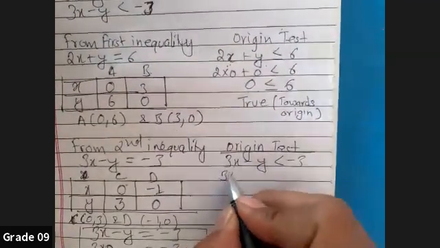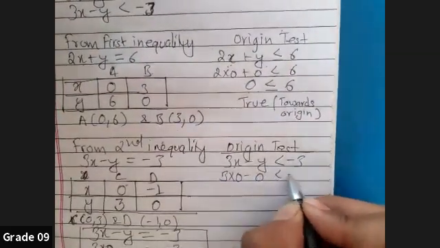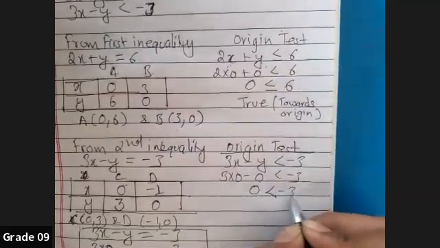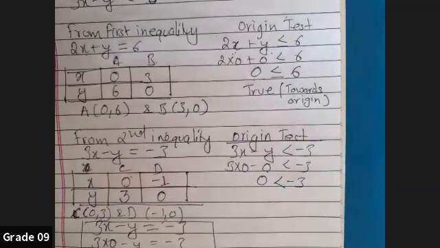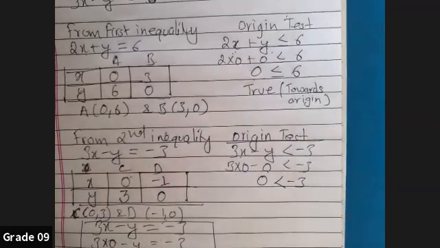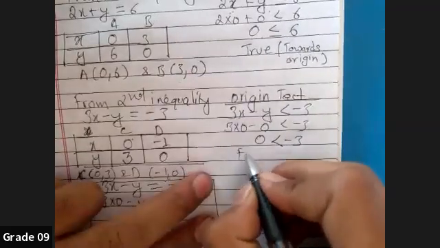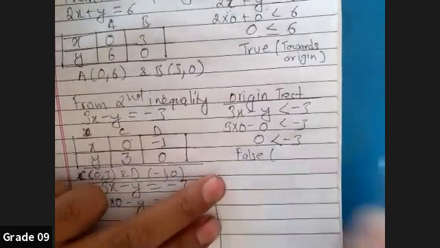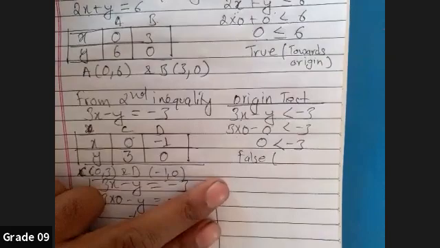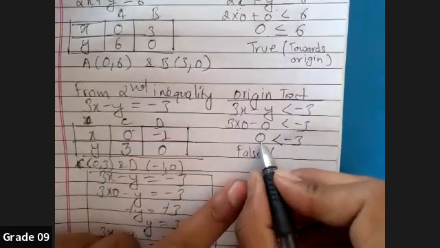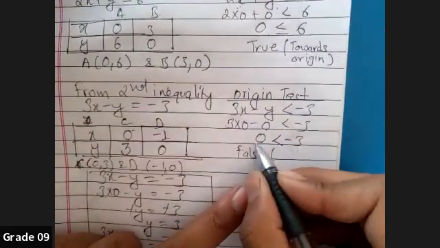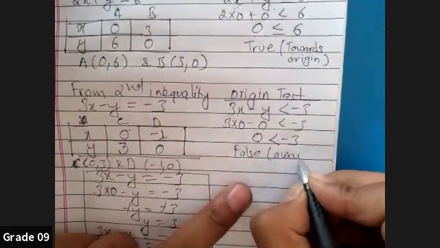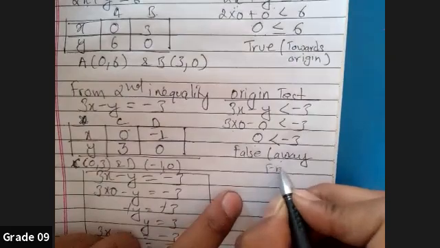3 into 0 minus 0. Now this is also 0 minus 0, which is zero, and 0 minus 3. Is it true or false? Is 0 less than minus 3? It's again the same as before, so this one is false. 0 is always greater than minus 3. For example, it is false because 0 cannot be lesser than minus 3. So it is false and it is away from origin. So again, I'm writing here away from origin.